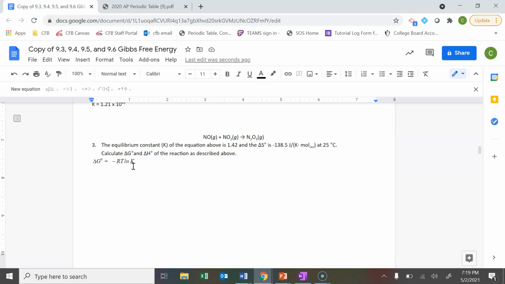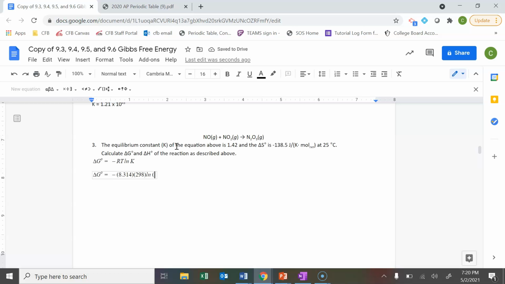So delta G is going to be equal to negative, R is 8.314. T is going to be, it's 25 degrees Celsius, which you add 273, that's 298 Kelvin. It's a pretty common temperature for them to use. And then we have ln of K. Well, I have a K value, so I'm just going to plug in my K value.